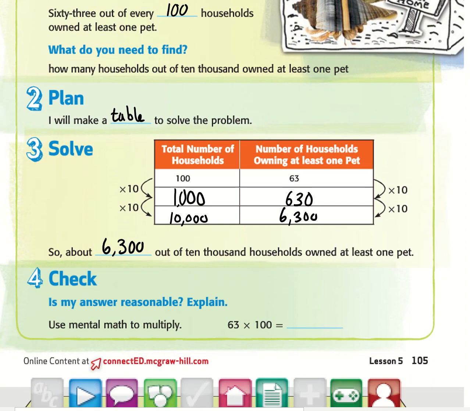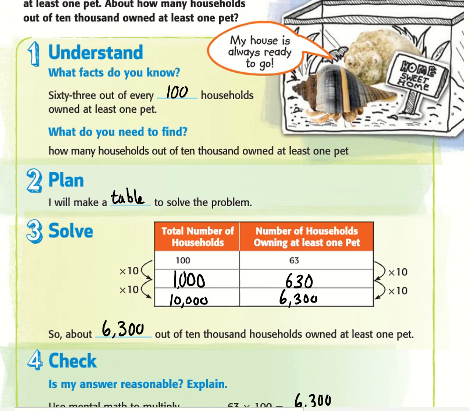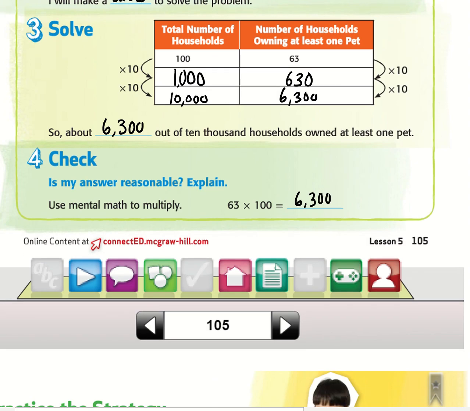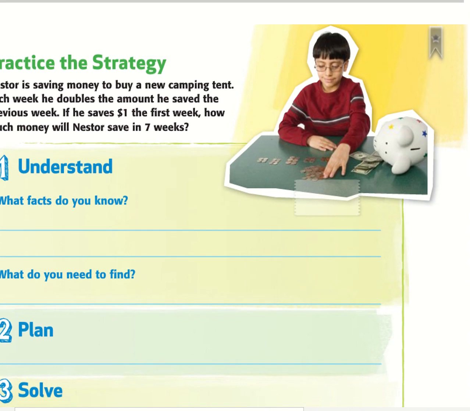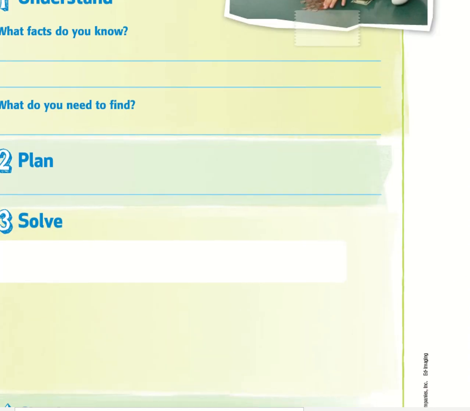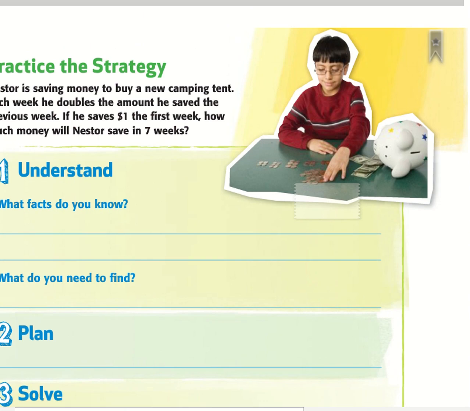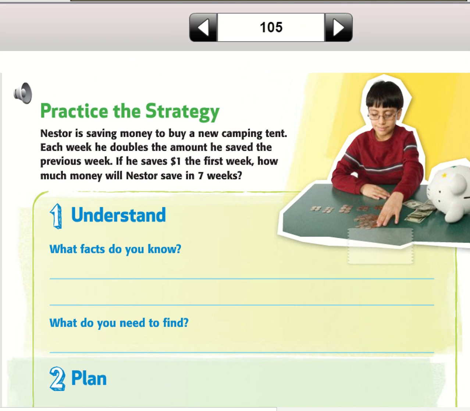It says use mental math to multiply. So 63 times 100 is going to be 6,300. So we did this by making a table. So now we're going to do one where we kind of have to make our own information. So it says practice the strategy.